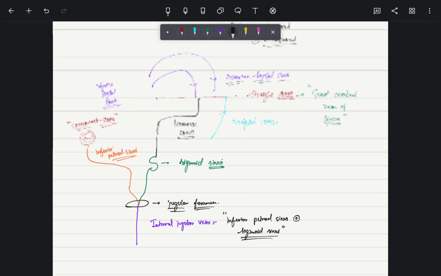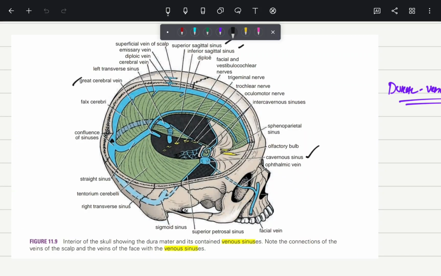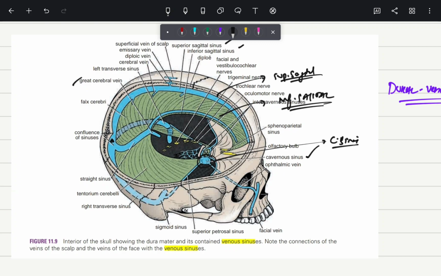If you are clear with this topic, then let's see this diagram which is taken from the anatomy textbook. As you can see here, this is the superior sagittal sinus, and this is the inferior sagittal sinus. And eventually, here is the cavernous sinus. All of them will fuse and form the internal jugular vein. So here is your internal jugular vein.